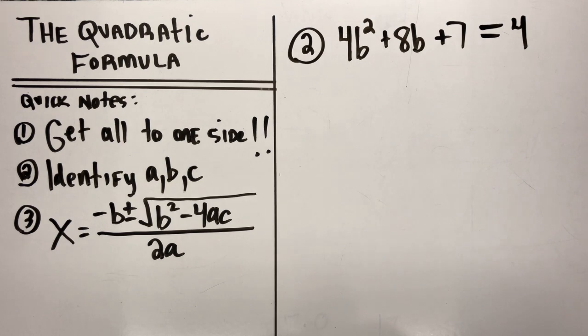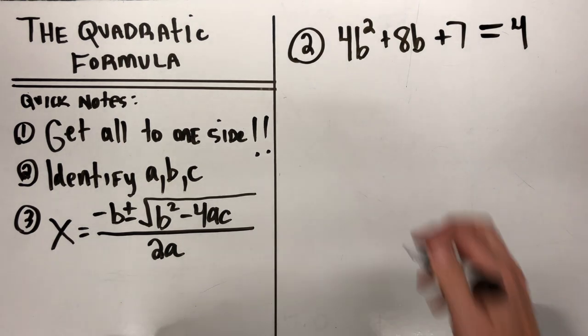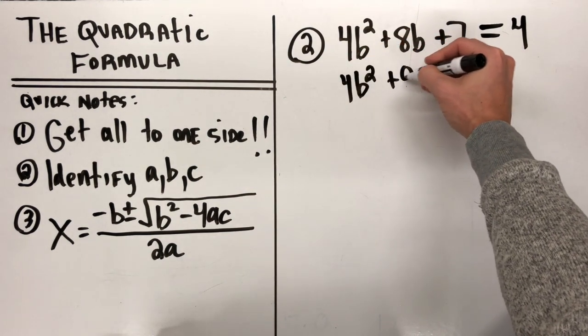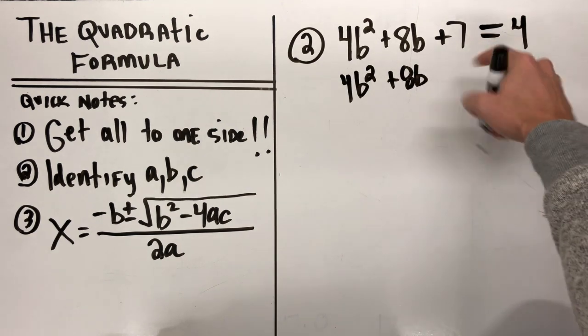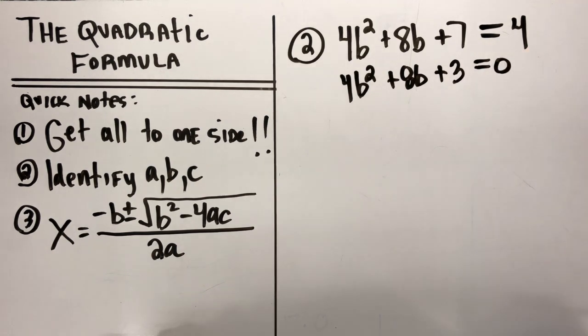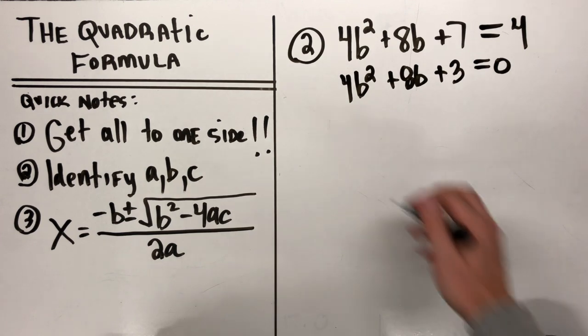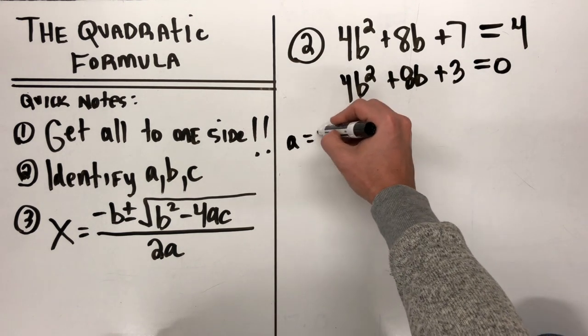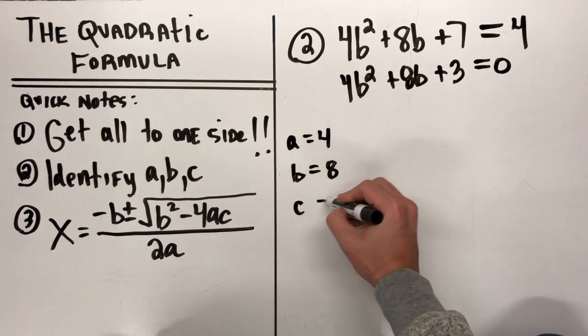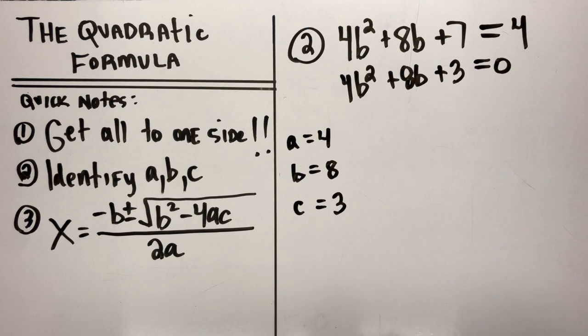All right, so we got our second problem here, and the first thing we need to do is just make sure everything is on one side of our equation. So that would give us 4b squared plus 8b. Take away 4 from both sides would be plus 3 equals 0. Next, we have to identify our a value, b value, and c value. A is 4, B is 8, C is 3. Now we can use the quadratic formula.